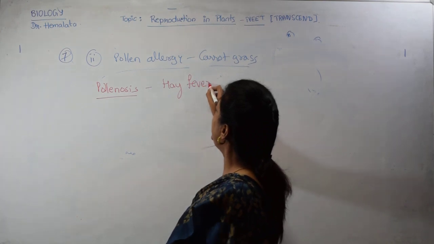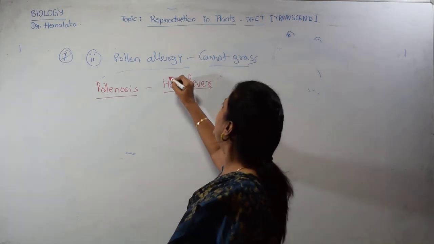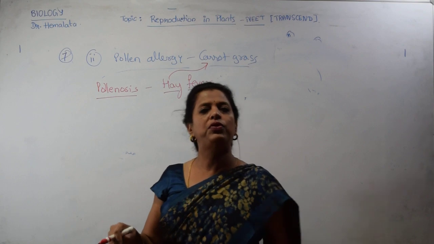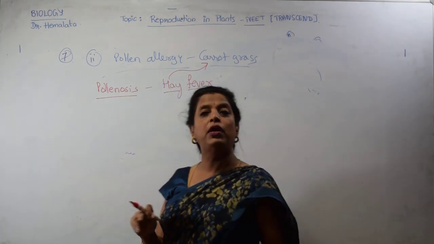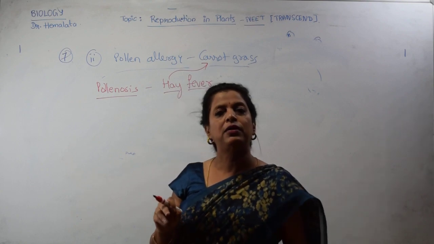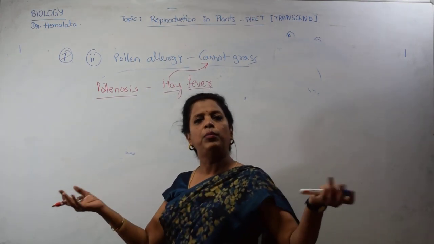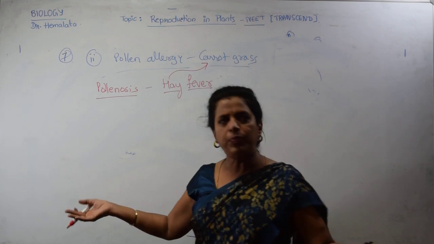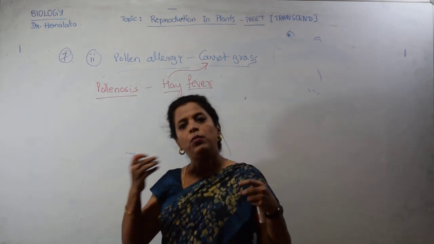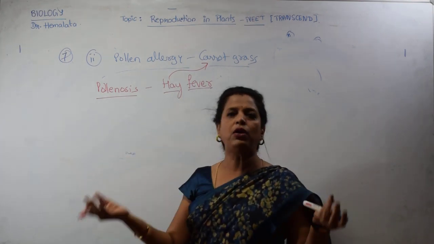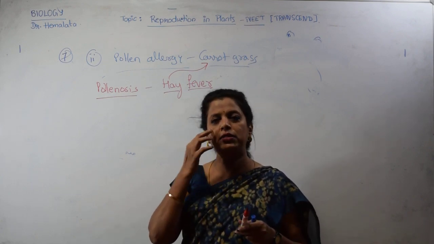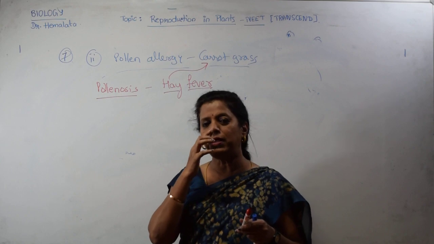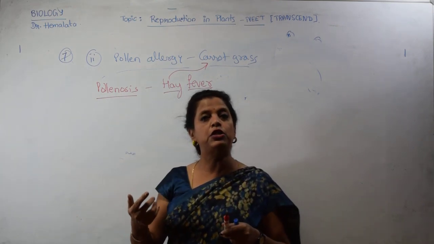Hay fever. Hay is dry grass. Whose dry grass? It is carrot grass, whose dry grass produces a lot of pollen grains. And what is pollen grain allergy? It is most of the time during the pollination time, all the pollen grains are there in the air. Most human beings, when they come across these pollen grains, they enter the nasal tract and start irritating it, causing allergic disorders.